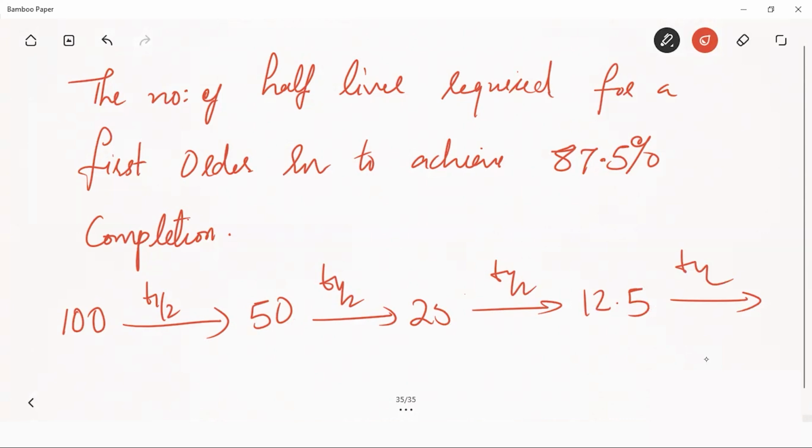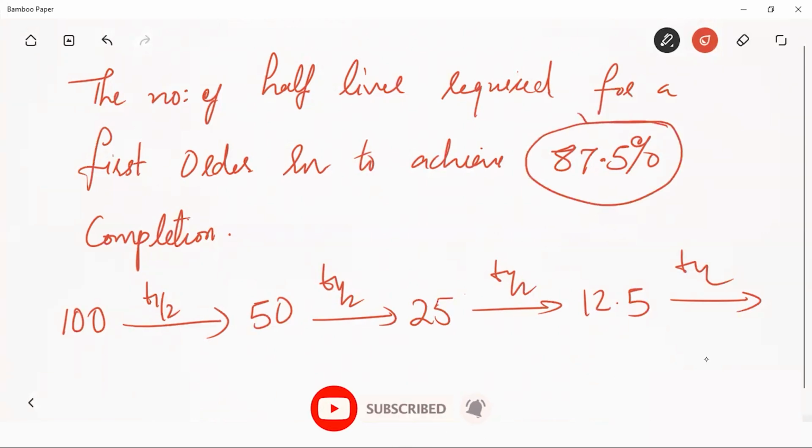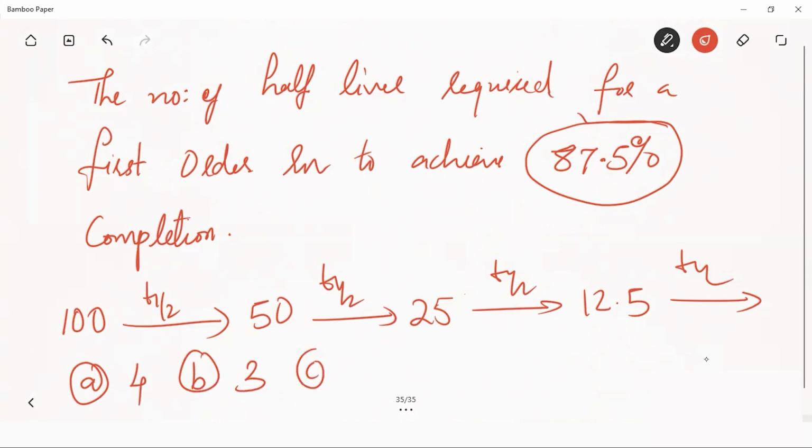And I want you to comment the answer in the chat box. If it has to achieve this much completion, then how many T halves are needed? And I will give you some options. Option A 4, option B 3, option C 5, and option D 2. Okay, so please try to answer this question and put your answers in the comment box. Let me see your answers.